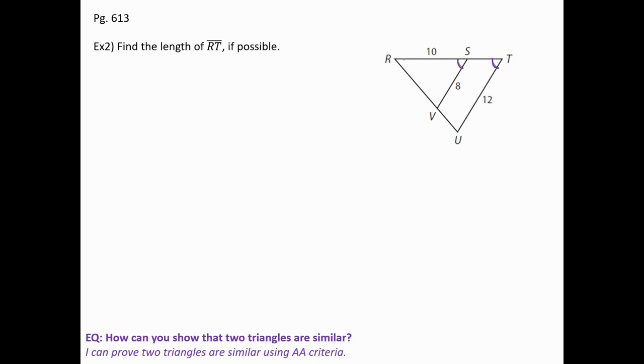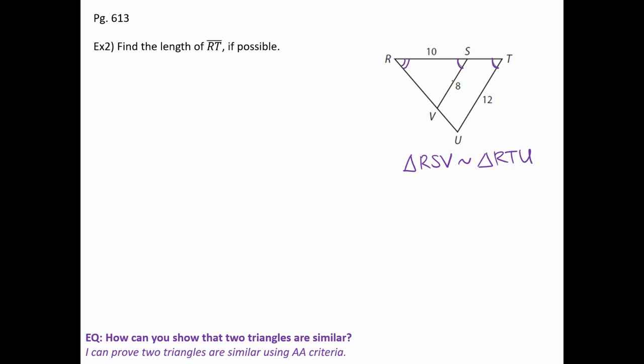Up here at the top, we would call this a reflexive property because it's the same angle, whether you're talking about the small triangle or the big triangle, and that's this angle right here. Both triangles, the small one and the big one, have angle R. So that gives us our angle similarity. So I can say triangle RSV, that's the small triangle, is similar to triangle RTU. And so once I say my triangles are similar, then I know the corresponding sides are proportional. So I can create my proportional business here.